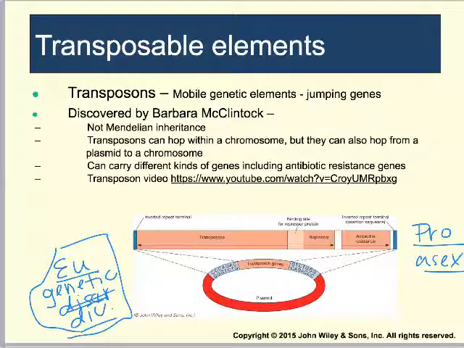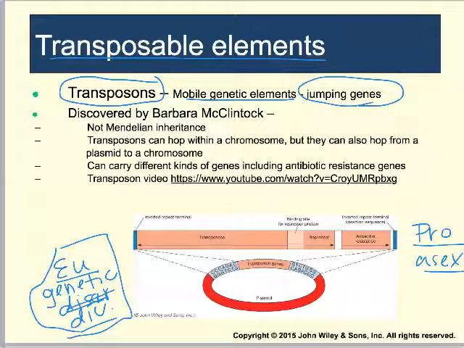So one way that bacteria can move information around is with things called transposable elements. They also call them transposons, mobile genetic elements, and they used to call them jumping genes. They were discovered by Barbara McClintock, who, I always mention her because she was a female scientist before there were a lot of women in science, and she was at Cornell. What she actually worked with was corn, the Indian corn with different colored kernels. And she discovered that the colors were not being inherited the way Mendelian inheritance would have predicted. So something weird was going on.